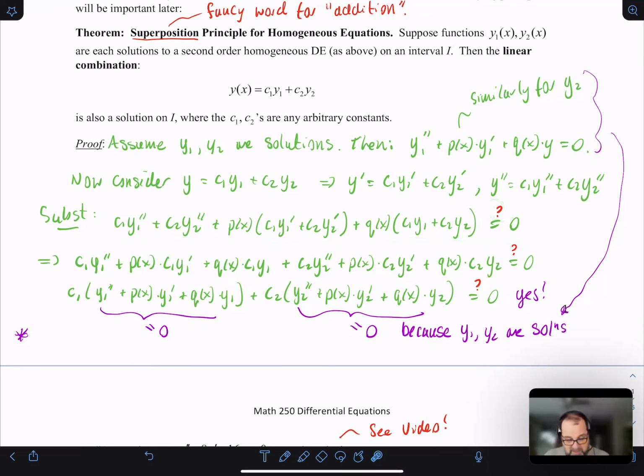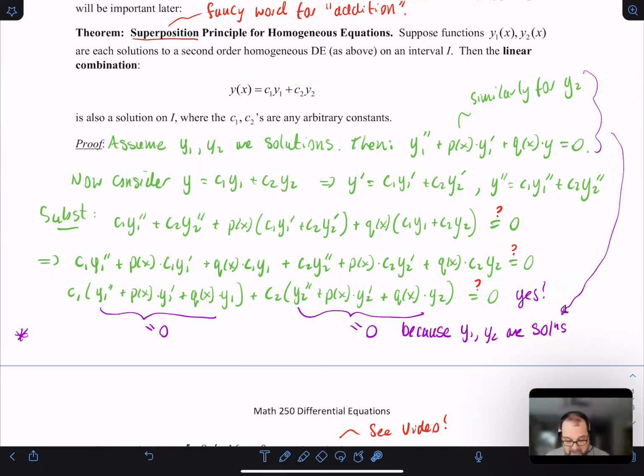But again, all we need to do is some distributing and rearranging of the terms, and we get C1 times this guy here. This is just the DE with y1 stuck inside it. We know that is equal to 0. This guy here is C2 times the DE with y2 stuck inside it. We know that this one is equal to 0. So we get C1 times 0 plus C2 times 0, which is 0. So yes, substituting the linear combination C1y1 plus C2y2 into the DE must be a solution as well. So this is quite general.